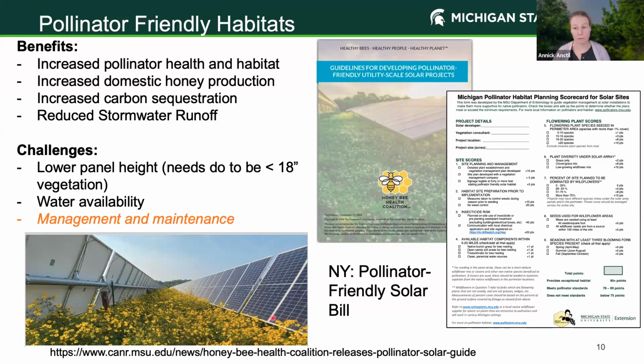In some areas, there might be an issue with the amount of water you get. That's not an issue in Michigan most of the year, except in August and so on. But in other climates, that might be an issue. I would say the main issue is to plan for long-term management and maintenance. In Michigan, there's a rule that you need to put in a pollinator-friendly habitat when you build a solar array, but there's not necessarily a need to maintain it or make sure that it's working as planned.